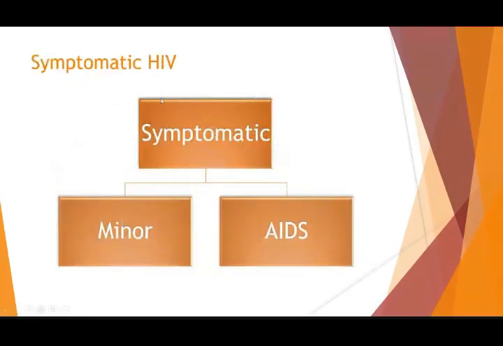So what about the symptomatic HIV infections, either minor or AIDS? We go from acute HIV infection to clinical latency, which is more asymptomatic, then to AIDS. The patient will become symptomatic. When the patient becomes symptomatic, they have either minor symptoms or an AIDS-defining illness.